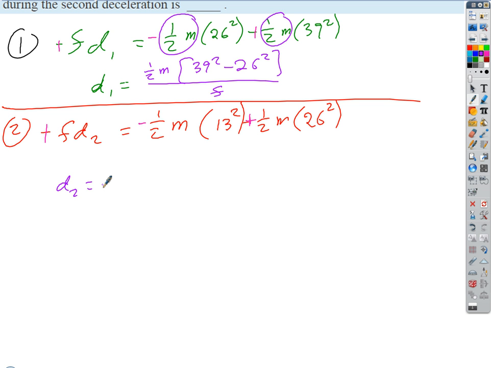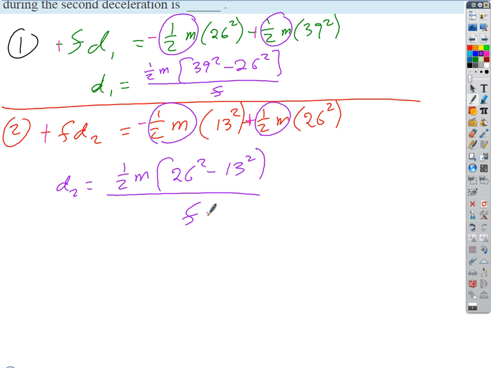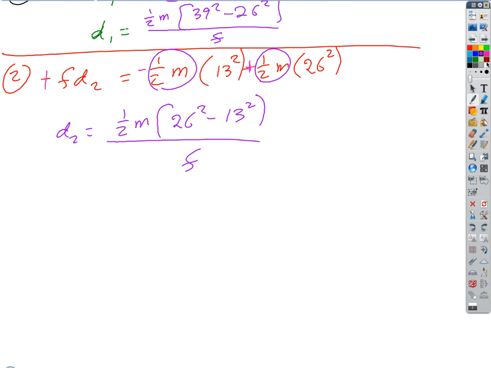So d2 is going to be, let's go ahead and factor out again a 1/2 m. Divide both sides by f, so I get 1/2 m times, this is my positive term, and that's going to be my negative term, right? So 26 squared minus 13 squared, all divided by f. And I'm just going to take the ratio of those two things. Right? So my answer then is just going to look like d1 over d2 equals that.